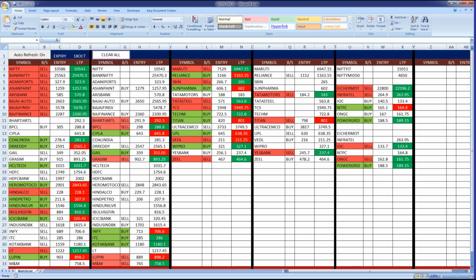I'll just have a fresh call. It's Ultratech Cement. I have a sell in Ultratech. That is 3739, my entry. 3739, I just enter sell. So as soon as it reaches there, once it triggers, I will enter into that trade.